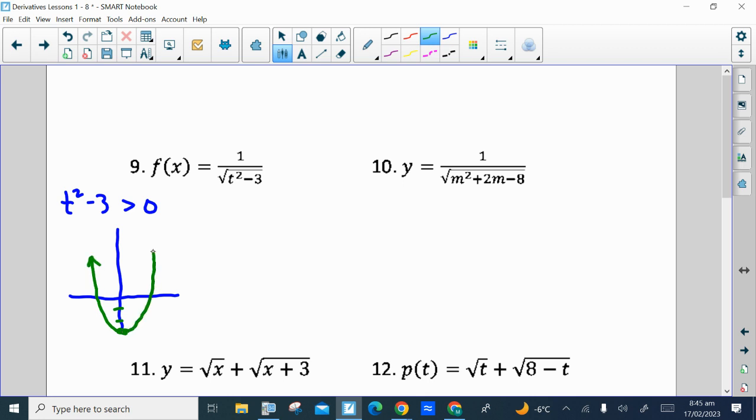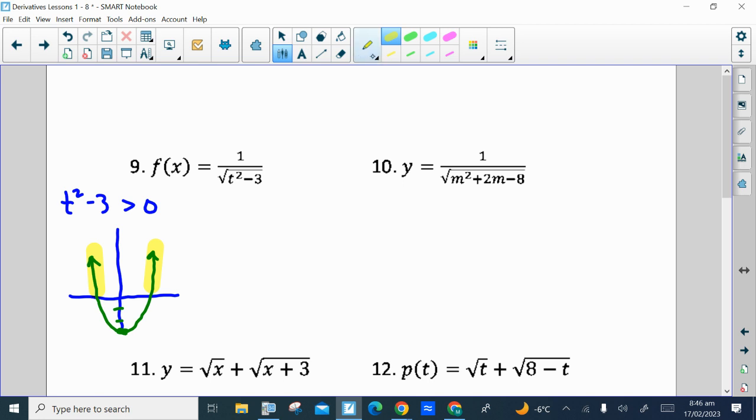And the solutions to this inequality will be where this graph is above the x-axis. We want to know, where is t squared minus 3 greater than 0? That's another way of saying, where is y greater than 0? Where is this graph above the x-axis? So the key then to determining that is finding out where these x-intercepts are. That's what we need to do. Find out where these x-intercepts are.